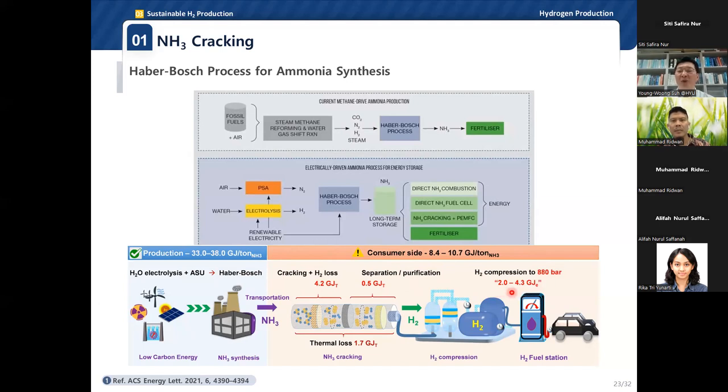You can see over here 2.2-4.3 gigajoule per ton of ammonia. But look at here, ammonia cracking used 4.2 gigajoule per ton of ammonia. It's because this reaction is endothermic. That means we need very high temperature to get highly efficient ammonia cracking. So if we reduce the amount of energy for the ammonia cracking, definitely at a certain time, ammonia is the primary energy source for the hydrogen economy.